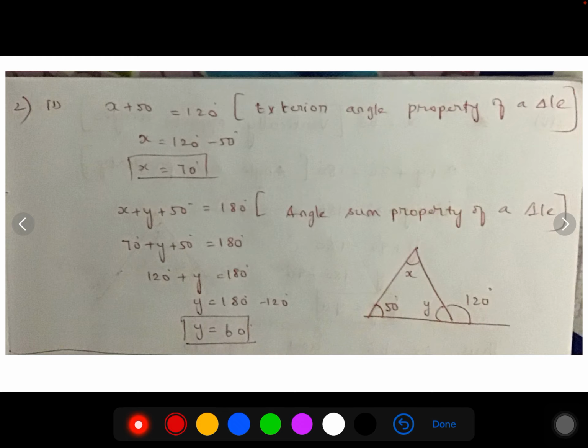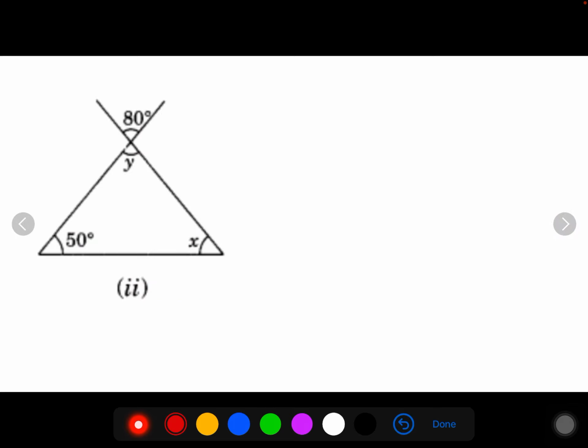So this is question number 2, first subdivision in exercise 6.3. Now the second subdivision. In the same way you can apply, but there is one more property to be applied here. Now see here, when two straight lines intersect, they result in two pairs of vertically opposite angles.